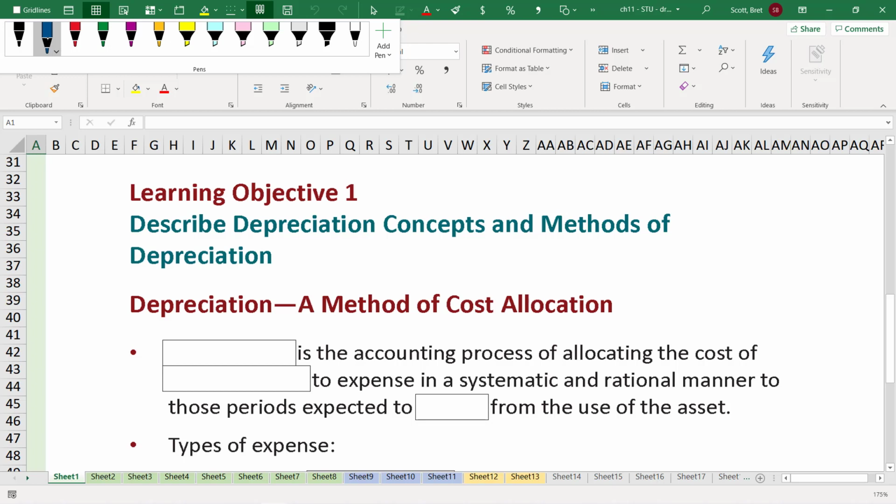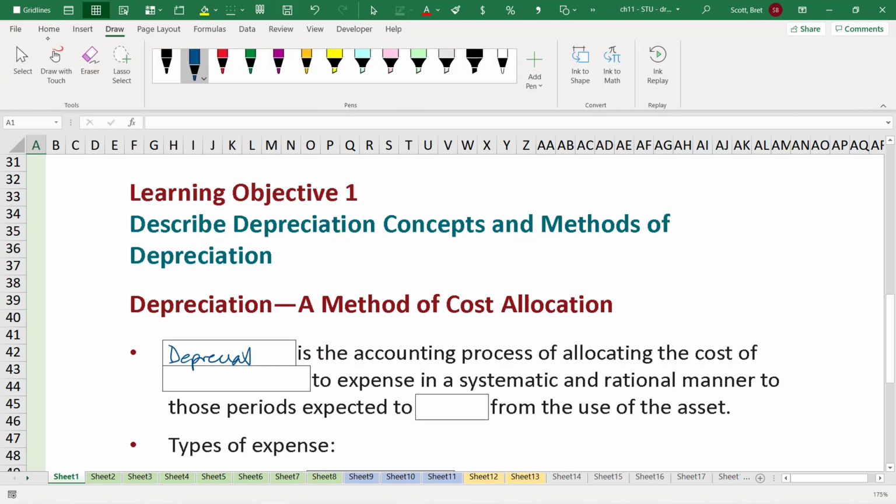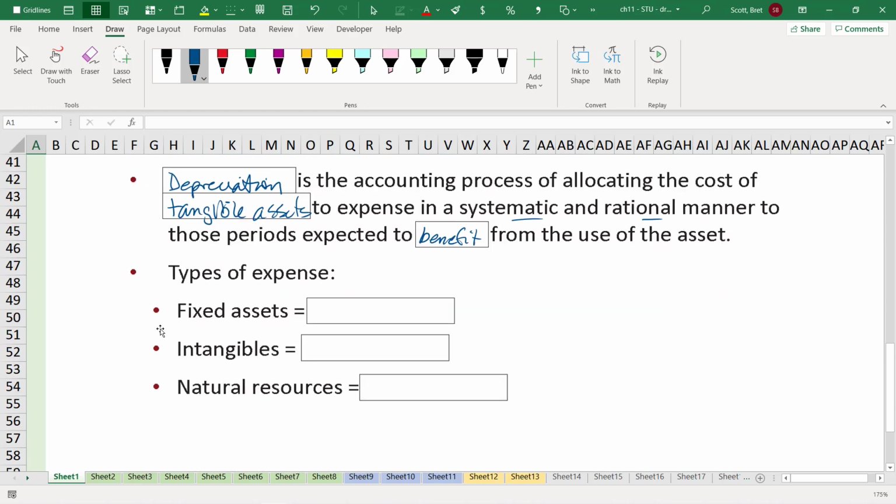So depreciation is the accounting process of allocating the cost of tangible assets to expense in a systematic and rational manner to those periods expected to benefit from the use of the asset. As we use the truck, we will incur the expense because using the truck generally means we're generating some form of revenue.